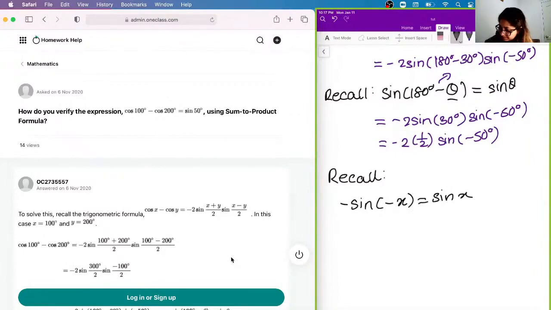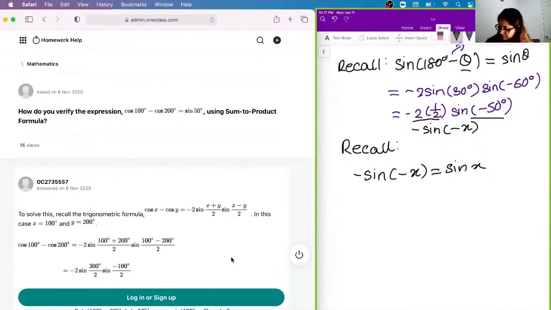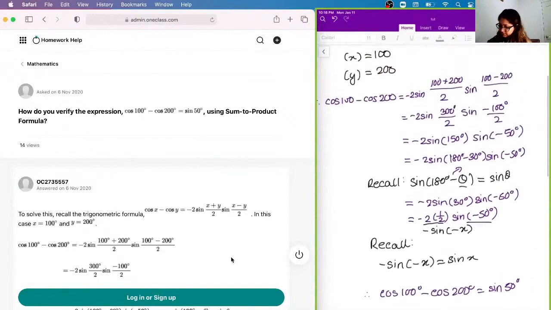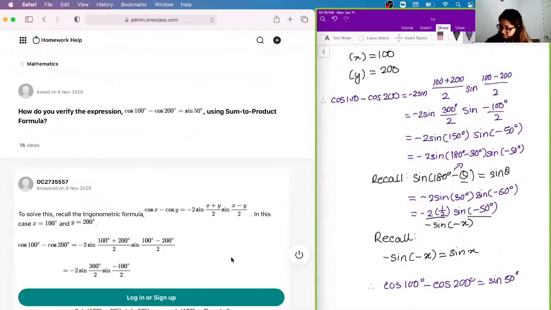So in this case, this resembles negative sine of negative x. Negative sine is this part, and negative x is this part. And it's equal to sine of x, so that would be just sine of 50. And so what you have is cos of 100 degrees minus cos of 200 degrees is equal to sine of 50. Okay, so we just proved that. And so this is the answer.